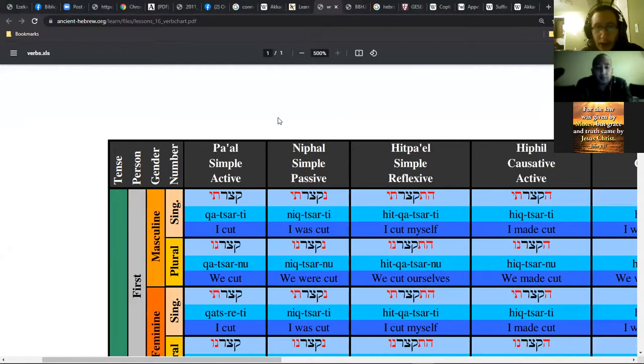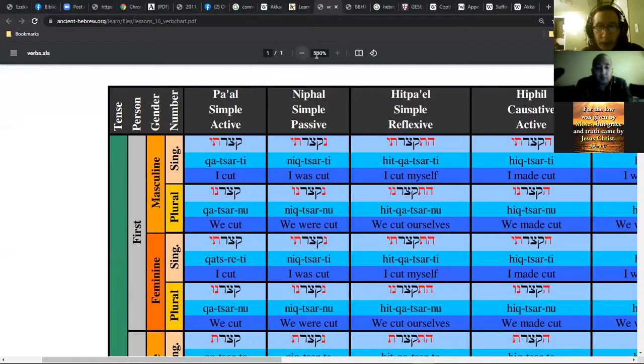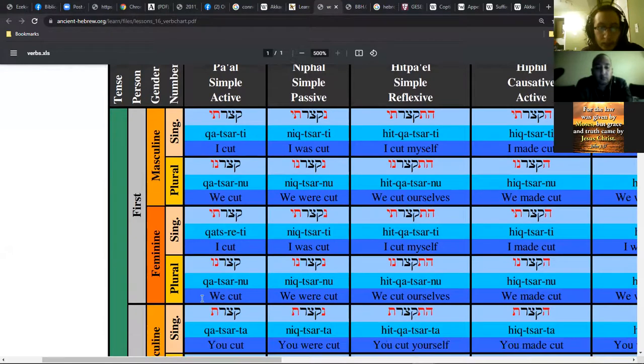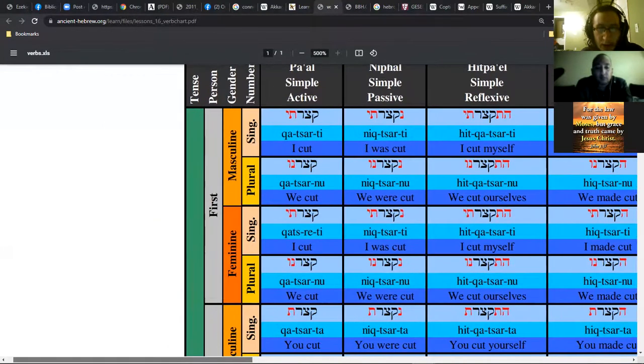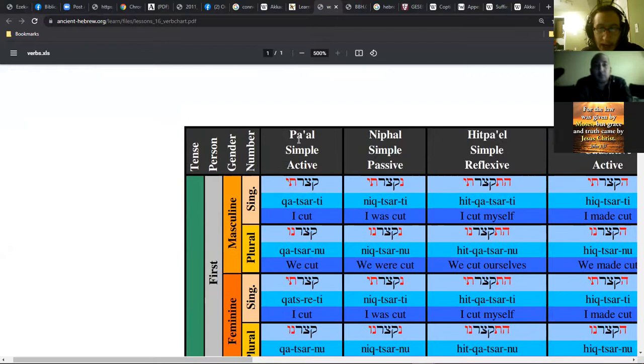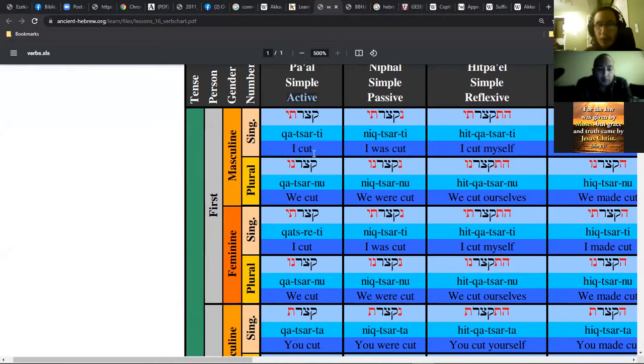So here we go. We're only focusing on the first one, the pa'al. And it's the simple active. So we've got here, they use katsar, which means to cut something. So katsarti. Ti means I, but the ti ending, that's a suffix, means I.